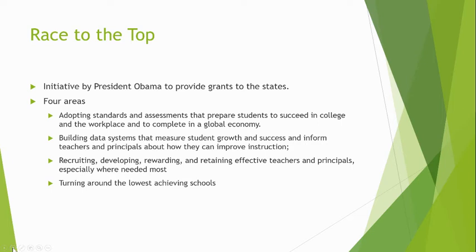The Race to the Top was an initiative by President Obama to provide grants to the states. Four areas that he focused on were adopting standards and assessments that prepare students to succeed in college and the workplace and to compete in a global economy. Also, building data systems that measure student growth and success and inform teachers and principals about how we can improve instruction. Recruiting, developing, rewarding, and retaining effective teachers and principals, especially in high need areas. And also turn around those low achieving schools into high achieving schools.